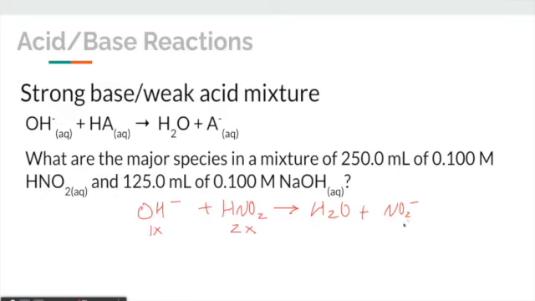And so when this reaction goes to completion, we're still going to have some HNO2 left in solution just because of the limiting reactant thing. But there won't be any OH minus. There will be a bunch of NO2 minus. In fact, however many moles of HNO2 we have left, we'll have that many moles of NO2 minus. Water will be a major species, and then we will also have sodium ion. That's the spectator from the sodium hydroxide. Those would be the major species.